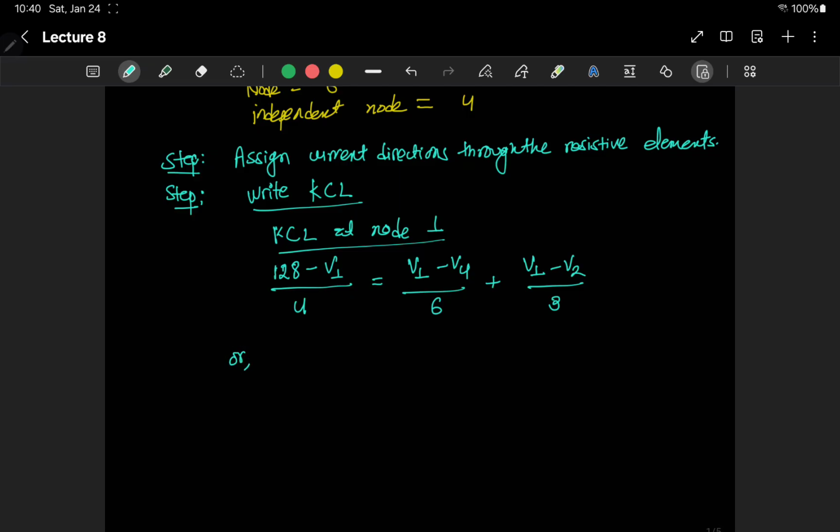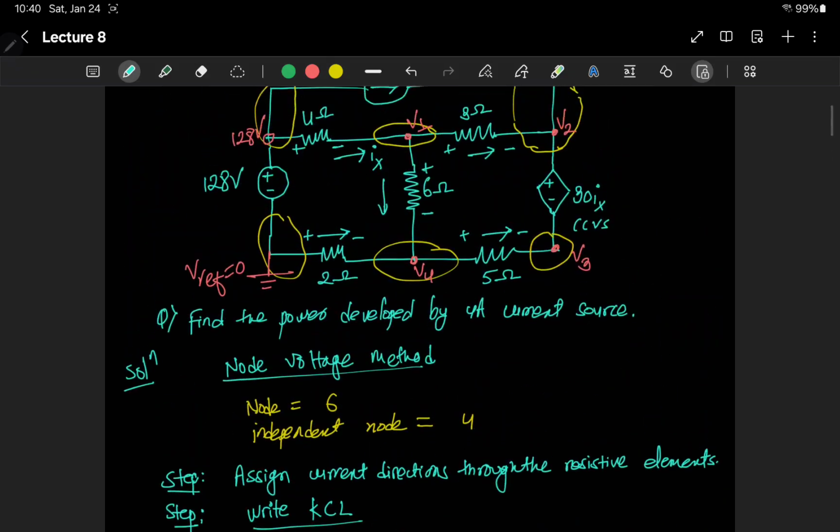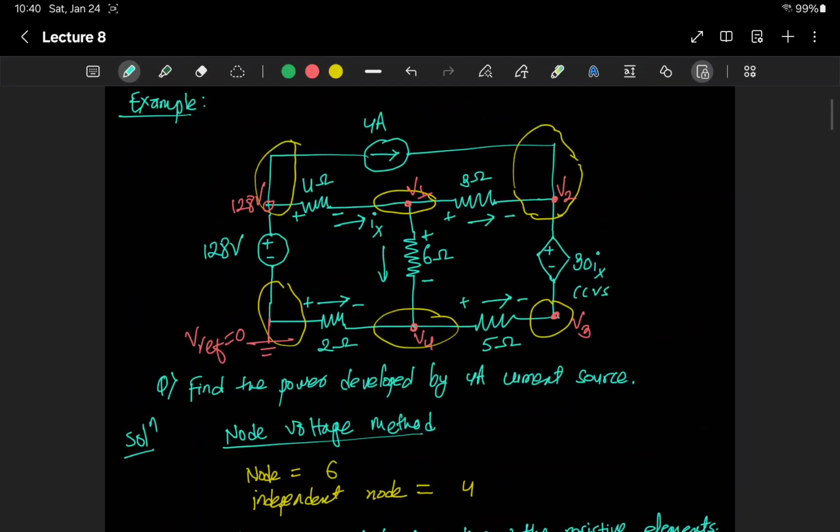If you simplify it, you will get 9V1 minus 4V2 minus 2V4 equals 384. Let's say this is equation 1. And if you look into the circuit, you will realize that there is a current controlled voltage source, and it is between two independent unknown nodes.